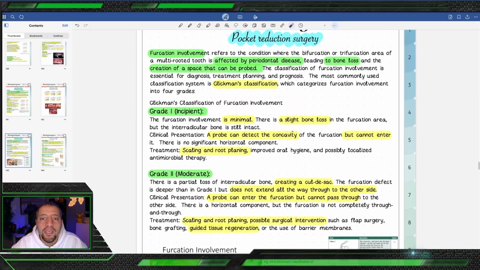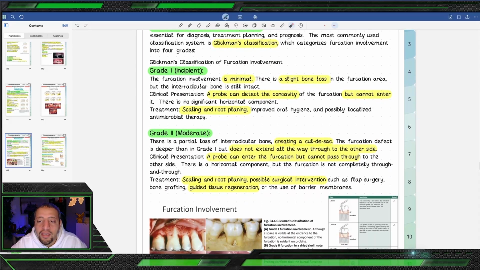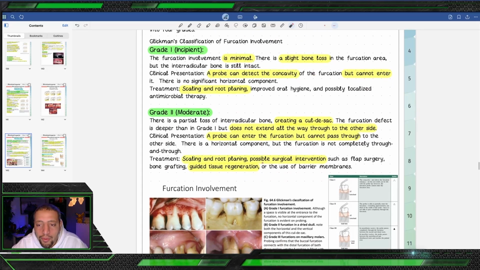Okay, so this classification is called the Glickman classification. Grade 1: minimal, slight bone loss. A probe can detect the concavity but cannot enter it. Grade 2: the probe can enter the furcation but cannot pass through and through. In this case, surgical intervention is possible. Which technique? Guided tissue regeneration. So you are still awake up till now. I am happy with you.